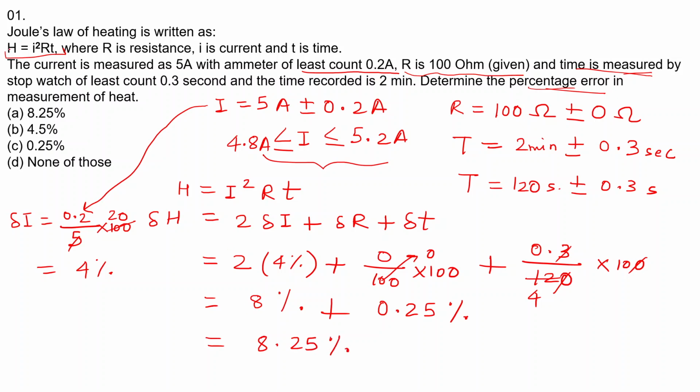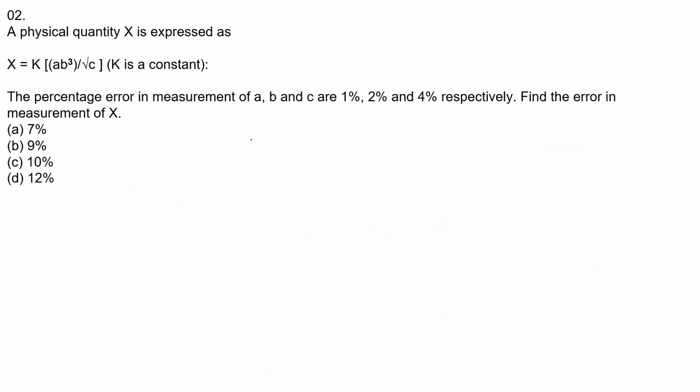So the total error in the heat: we are measuring in this experiment only the current, not resistance, also current and time, and based on this formula we are calculating the value of H. So the value of H we will get, but the error also will be there because there is error in I and T itself. So the final value cannot be without any error, and the error in it will be 8.25%. I hope this is clear. So the correct answer in this will be 8.25%. Okay, we have more questions.